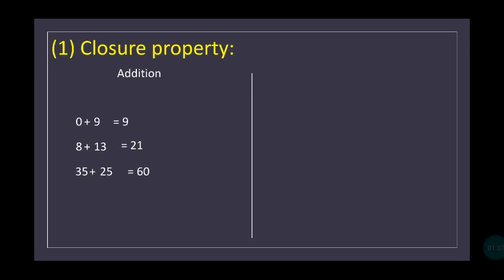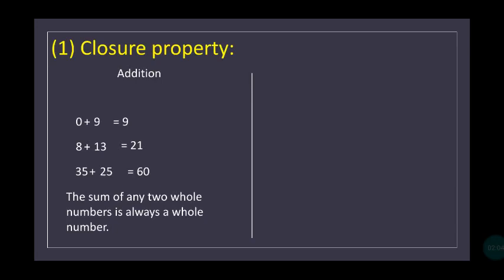So is this true for all whole numbers? Means if we add any two whole numbers, answer will always be a whole number? Yes. If you take any two whole numbers and if you add the two whole numbers, answer will always be a whole number. That is the closure property. So the sum of any two whole numbers is always a whole number. So that is the closure property for addition.